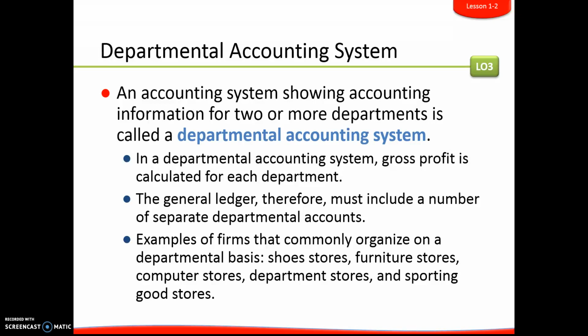So when we have a departmental accounting system, essentially what we have is an accounting system showing accounting information for two or more departments. So in a departmental accounting system, we can actually figure gross profit by each department. And that's where we're able to figure out, are these departments performing acceptably or unacceptably? So for that reason, our general ledger is going to look a little different because we have to include a number of separate departmental accounts where we maybe only had one before.